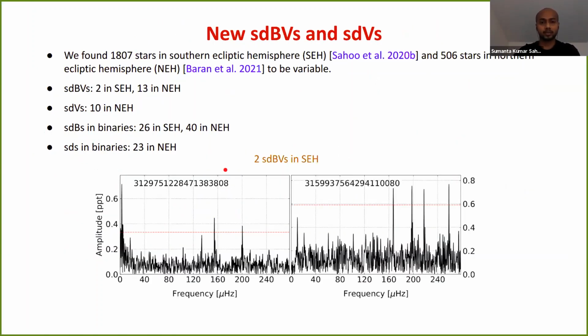By doing this survey, we found around 1807 stars in the southern ecliptic hemisphere and 506 stars in the northern ecliptic hemisphere to be variable. But as we know, only a few stars are classified as SDB spectroscopically, out of which we found only 2 targets in the south and 13 in the north which show pulses and peaks in the g-mode range.